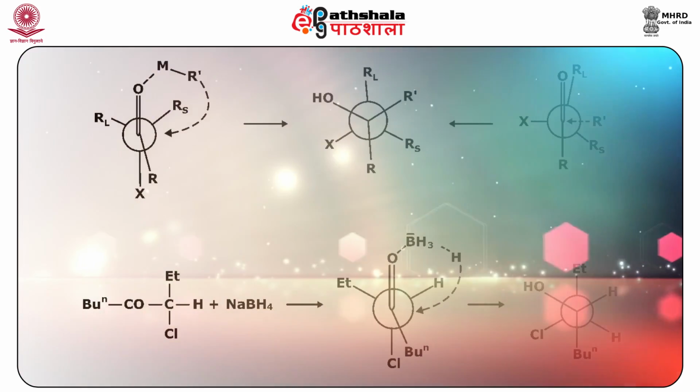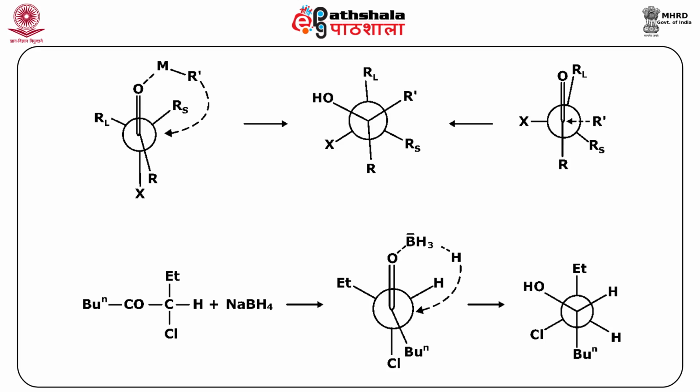The electrophilic character of the carbonyl carbon increases and the nucleophile adds from the side of Rs, giving the major product as shown in the figure. The Felkin-Anh model, as in structure 8, in which the electron withdrawing X group is placed perpendicular to the carbonyl bond, also predicts the same stereochemistry.